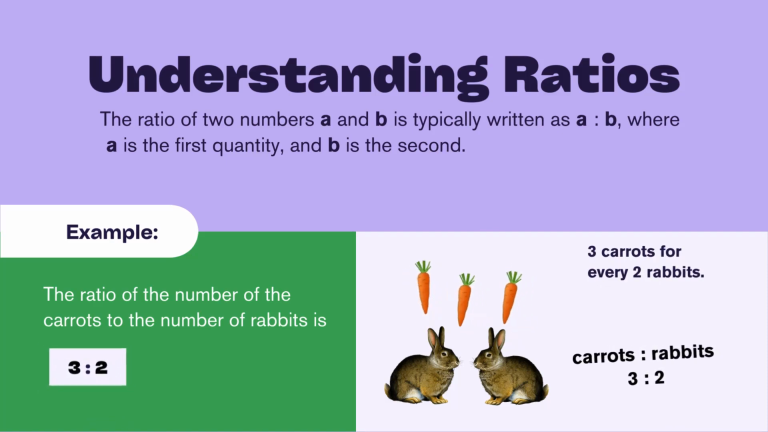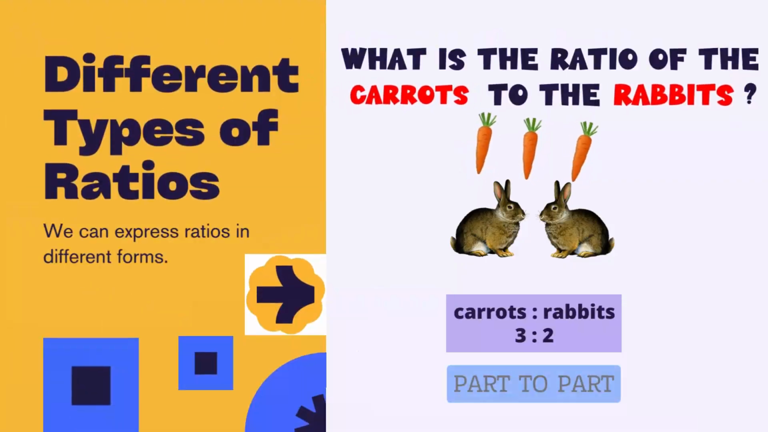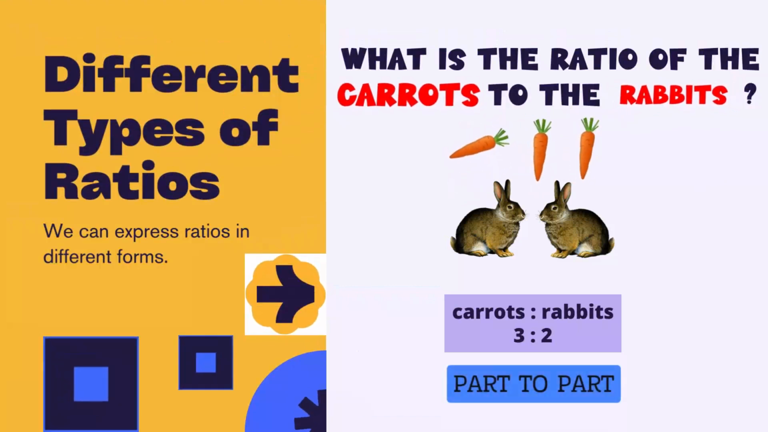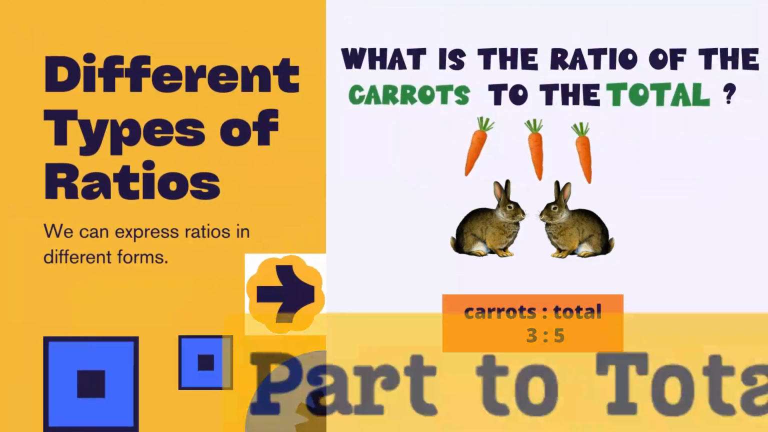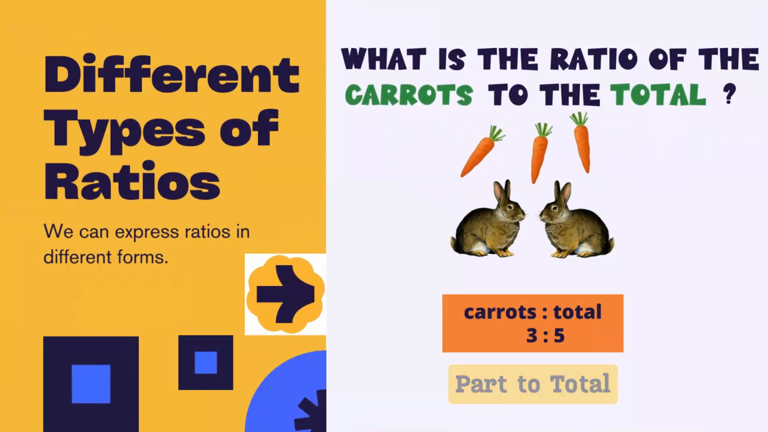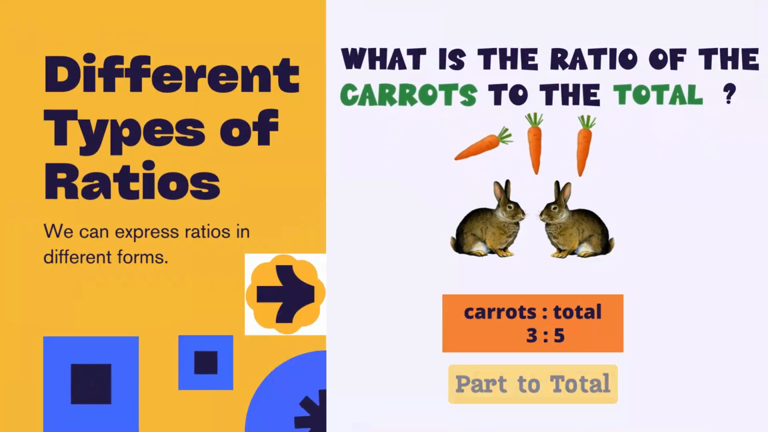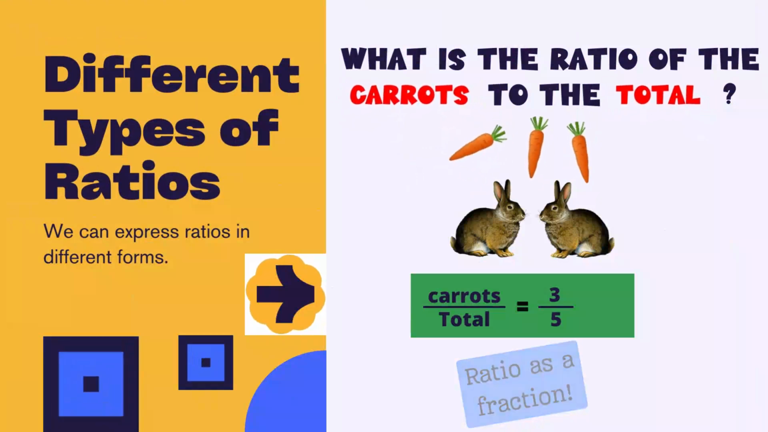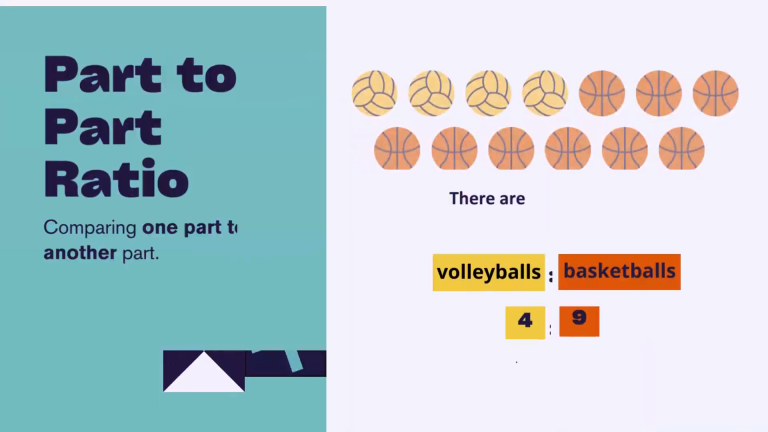Do you know that there are several ways of expressing ratios? First, we can find the ratio of one part to another part. We can also find the ratio of one part to the total available. We can also express a ratio as a fraction. Let's now take a deeper look at all of these.